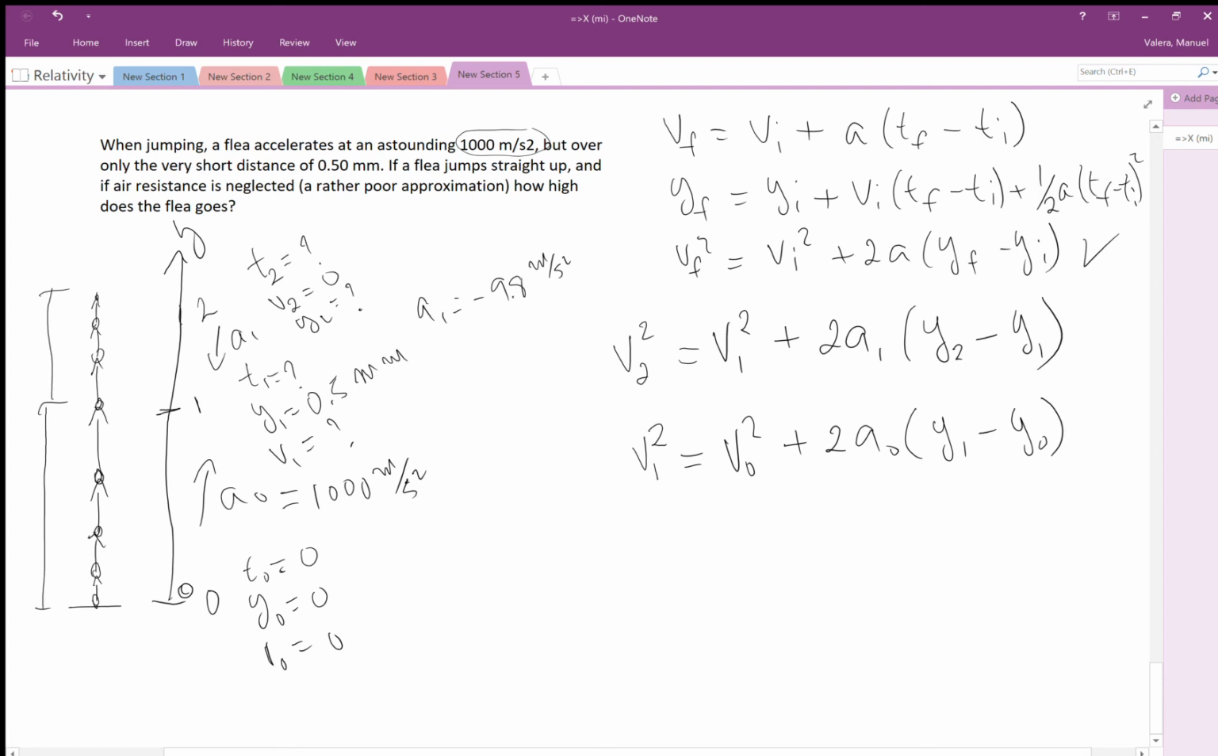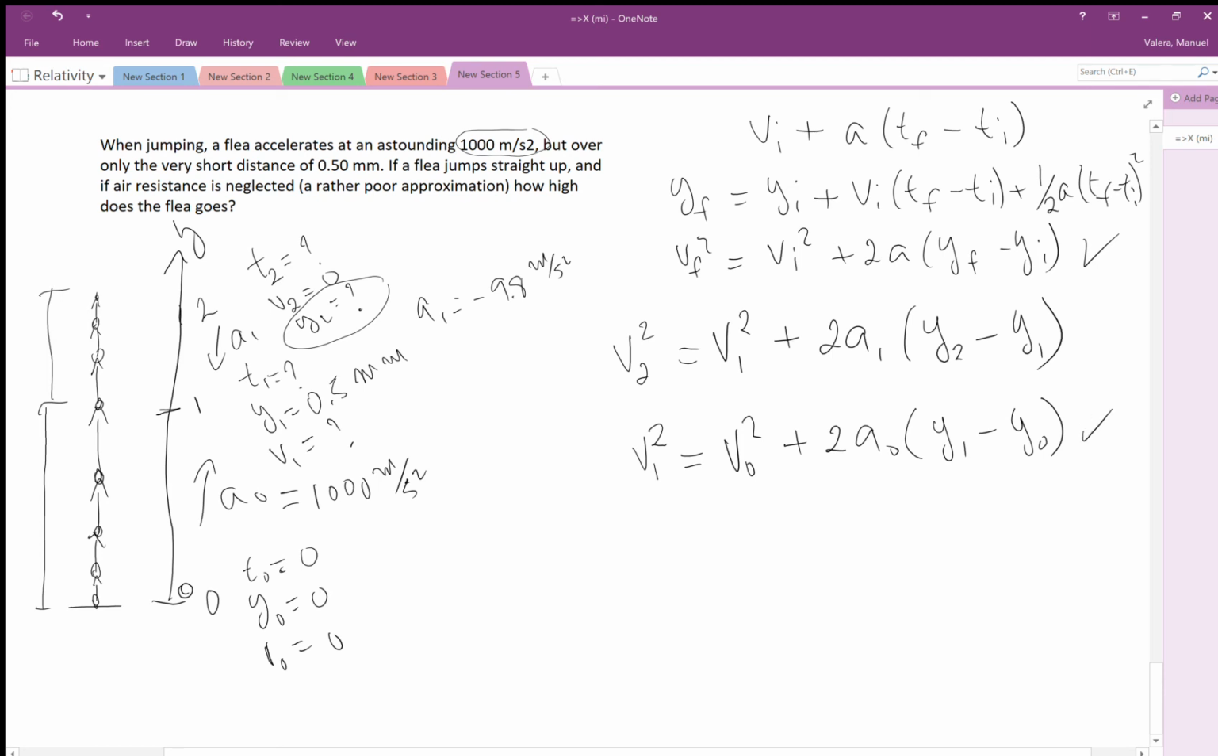So what I've done here is I want this guy here, y2. So y2 depends on the values at 1, right? So when I use the equations from 1 to 2, 2 becomes my final, 1 becomes my initial. Now, if I want to find values at 1, they depend on the values at 0. So for that, I can use my equations with 1 being final and 0 being initial. That's what I've done in these two equations here. So now I can solve.